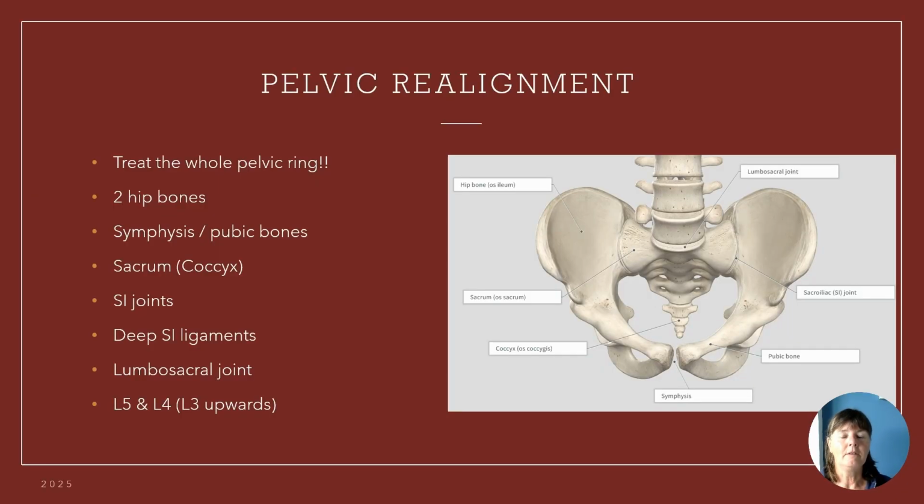It is imperative to test and, if necessary, treat the whole of the pelvic ring: the two hip bones, the ilium, the symphysis, the pubic bones, the sacrum, the SI joints as well as their ligaments, the lumbosacral joint and the lower lumbar vertebrae. And I work in this order. We all know the techniques for treating these individual structures, so I won't be detailing them here.